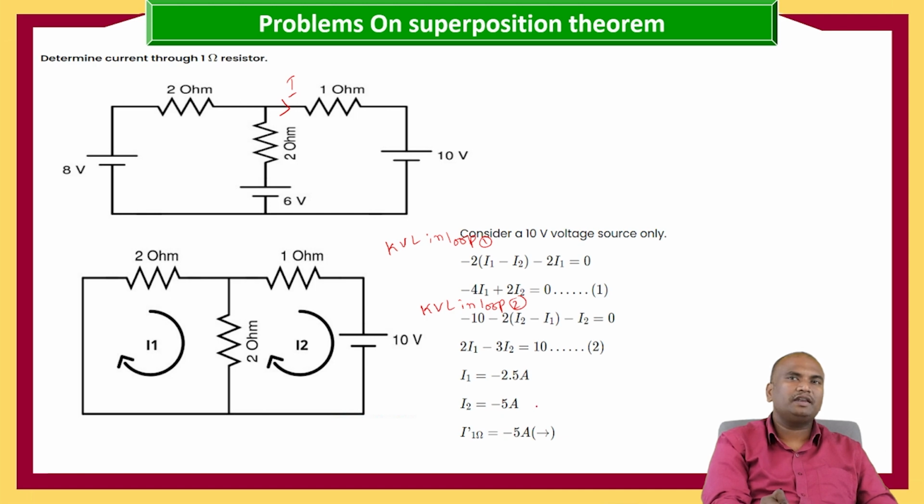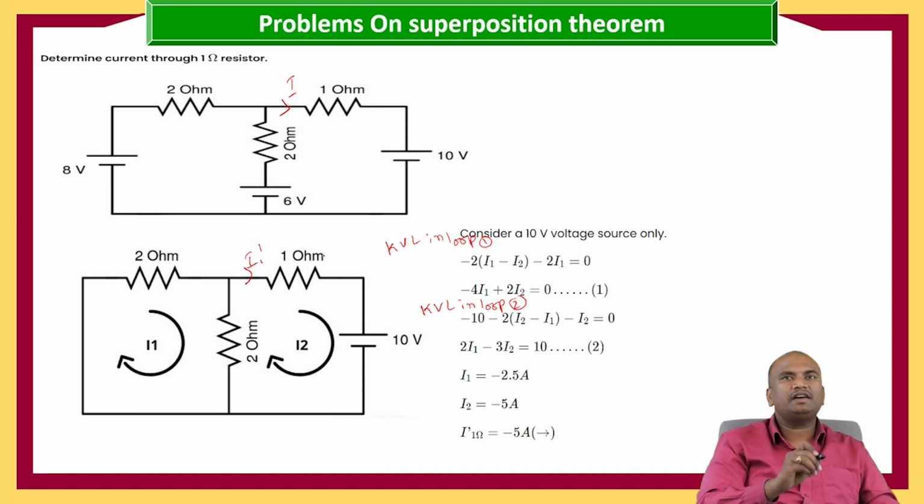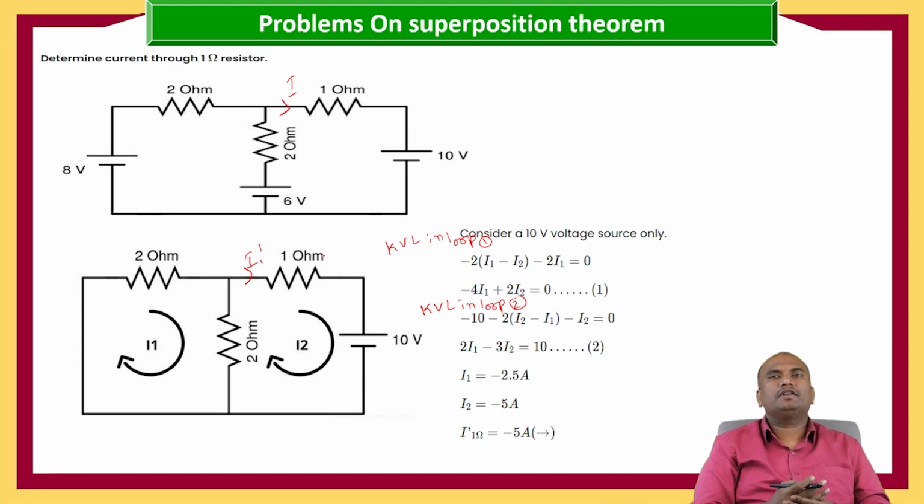Here I1 dash is minus 5 amperes. I1 dash is nothing but this current, which is the same as I2, so that is minus 5 amperes. Now we got I1 dash from left to right as minus 5 amperes.